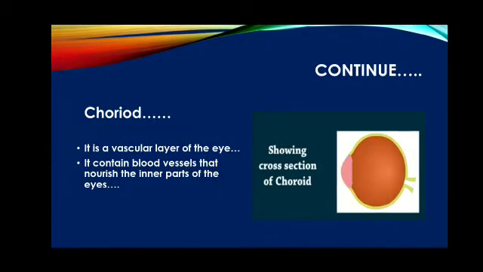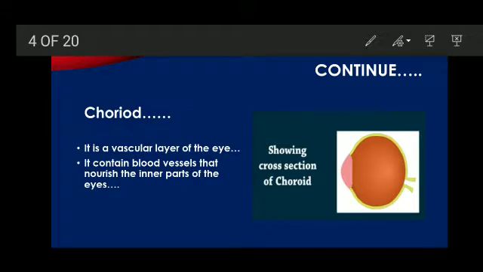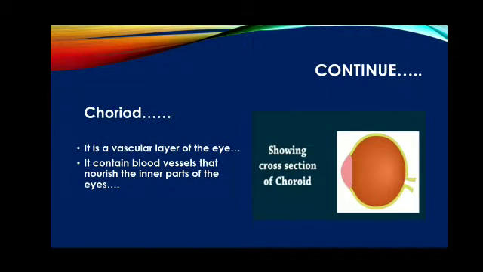Now the second one is choroid. What will we say? Choroid. And this is what you can see in the brown coverage. This is known as choroid. Understand? I hope that you will. It is a vascular layer of the eye. It contains blood vessels that nourish the inner part of the eye.